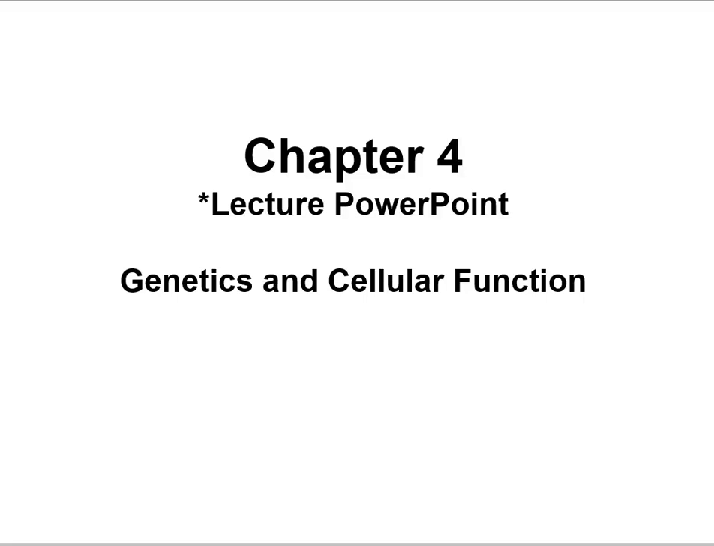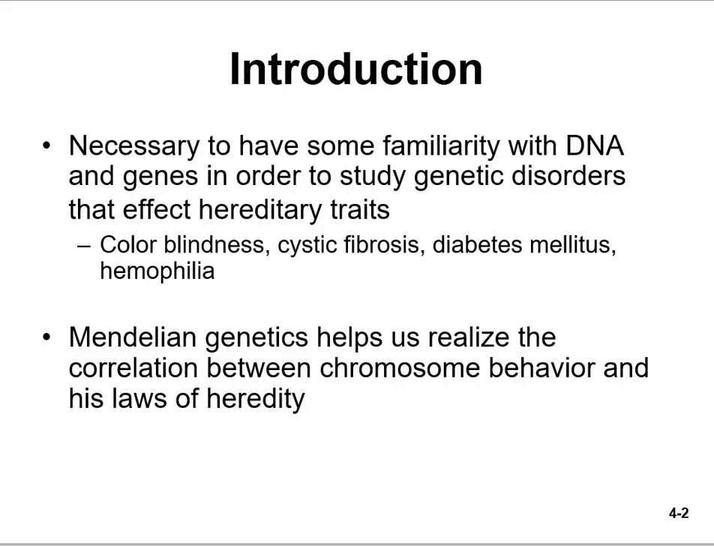In this chapter, we're going to take a look at genetics and cellular function. Many of the chapters in this book discuss hereditary traits, such as blood types and hair color, and genetic disorders, such as color blindness, cystic fibrosis, and diabetes mellitus. To understand such conditions, it's necessary to have some familiarity with DNA and genes.